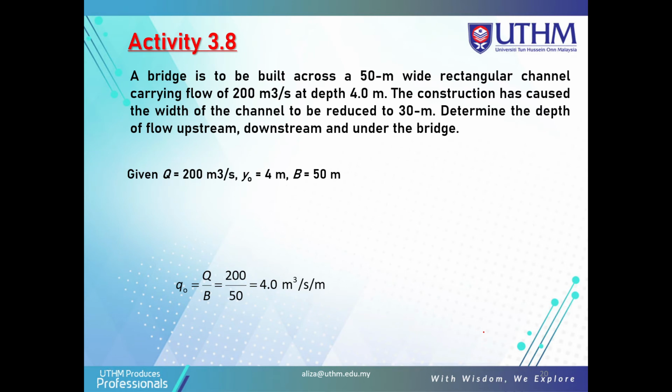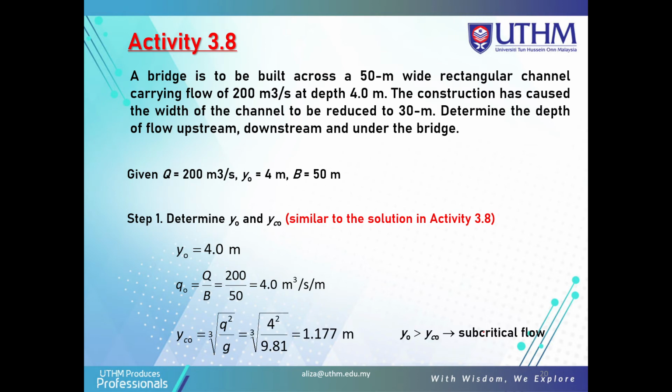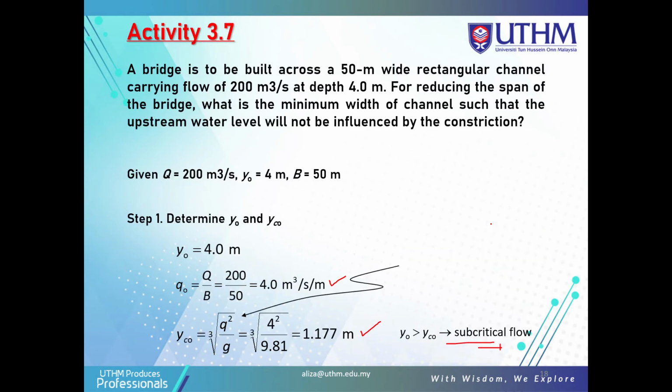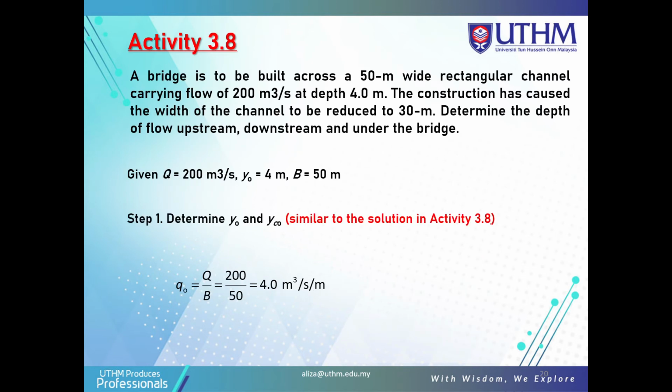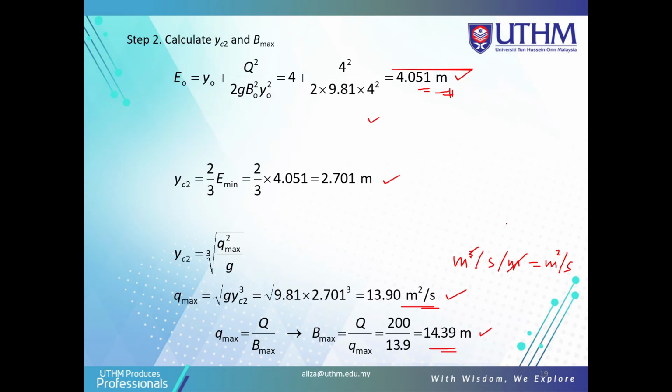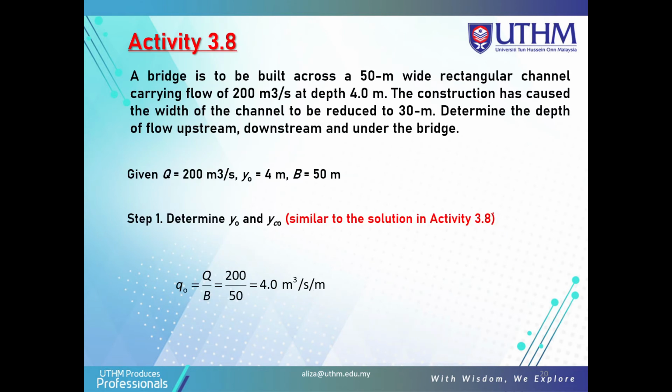Actually, this is similar to the solution in activity 3.7. Activity 3.8 is similar to activity 3.7, and you get the same. Because the Q naught is 4 meter, the Q naught is the same. Okay, just step by step here. This is the same as 3.7.